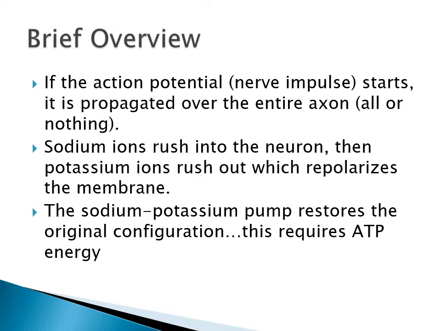Also, sodium ions are going to rush into the neuron. When that happens, potassium ions are going to rush out of the neuron. This is going to repolarize the membrane, and this will make sense as we go through the different parts of the action potential. And finally, at the end, because we've got sodium on the wrong side of the membrane and potassium on the wrong side of the membrane, the sodium-potassium pump restores the original configuration. So this is going to require ATP energy.